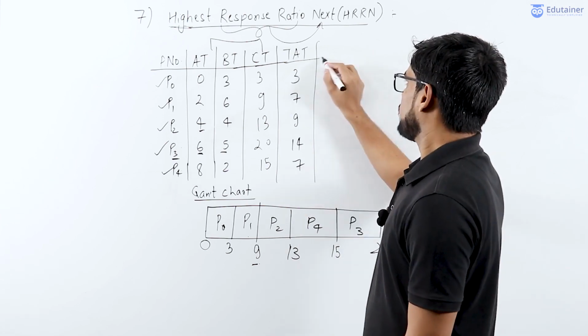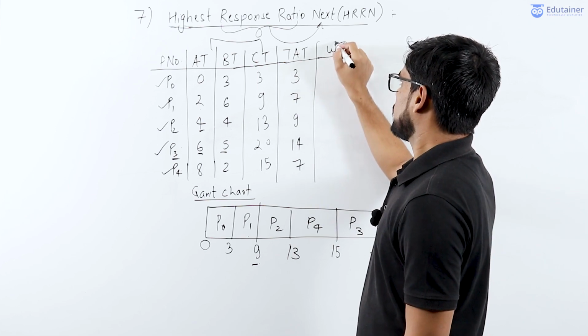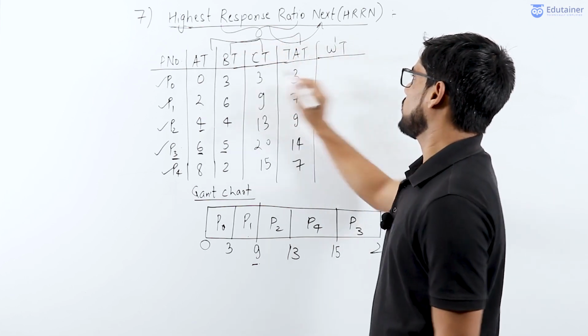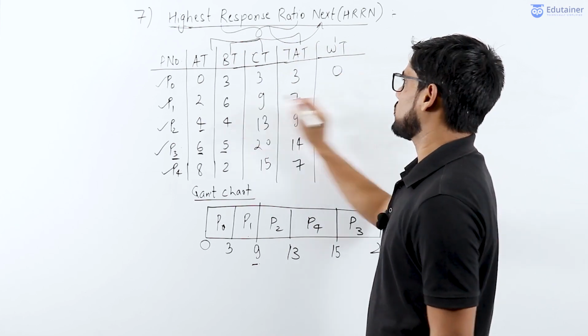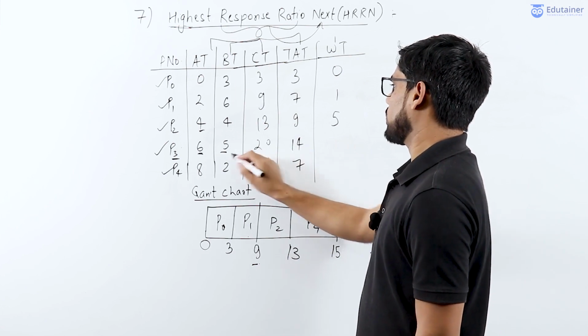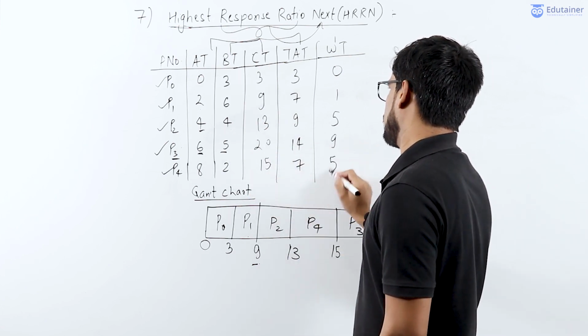After that, waiting time. Waiting time is turnaround time minus burst time. 3 minus 3 is 0. 7 minus 6 is 1. 9 minus 4 is 5. 14 minus 5 is 9. 7 minus 2 is 5.